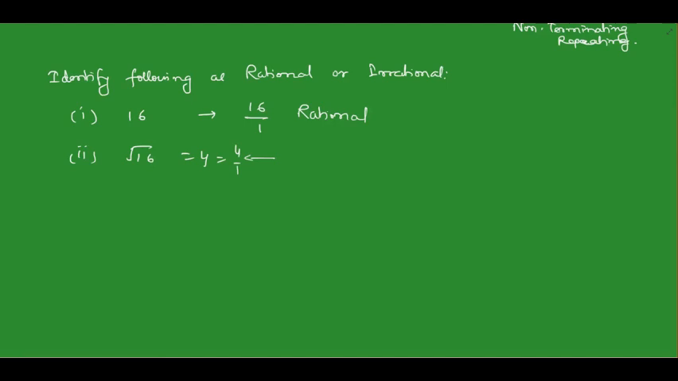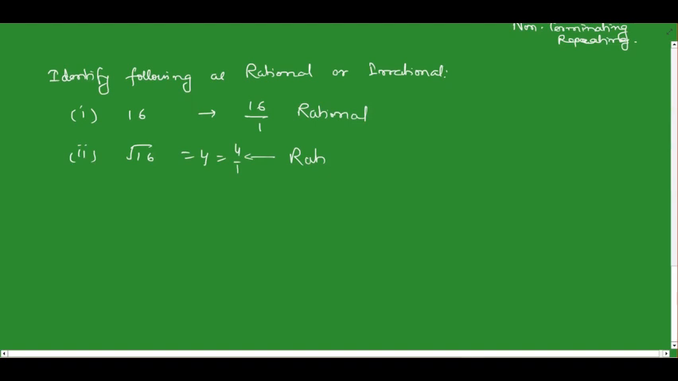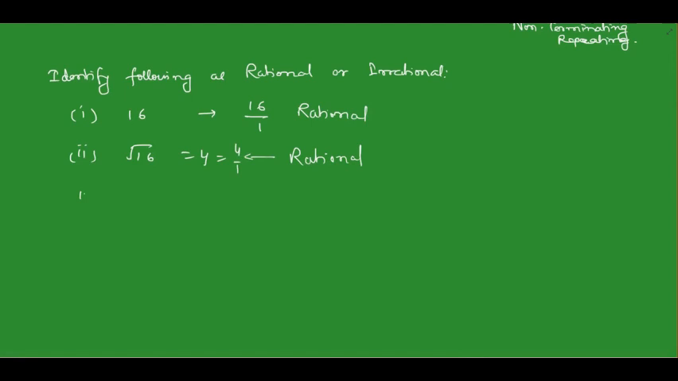So this one again is rational, as it can be represented as p by q. Okay, let's see more examples. If we have under root 17, then since 17 is not a perfect square, if you try to find the square root of 17, you will observe that you get a decimal representation that is non-terminating, non-repeating, and in that case this becomes irrational.